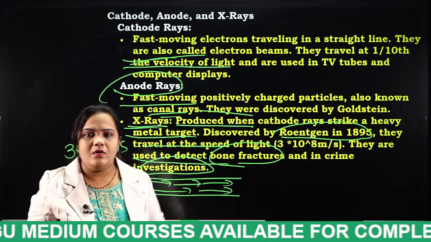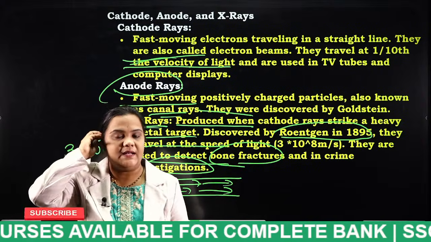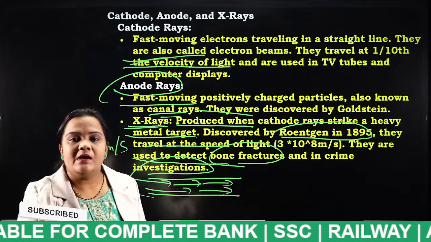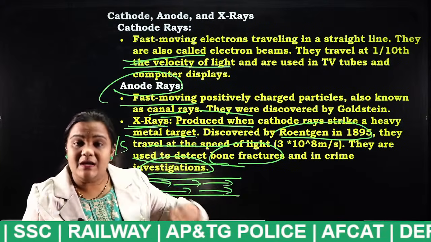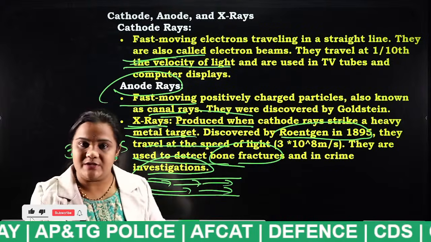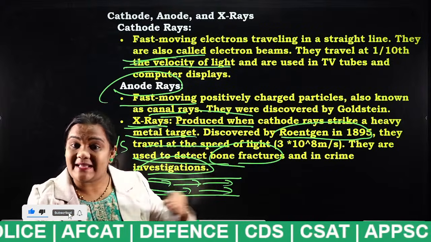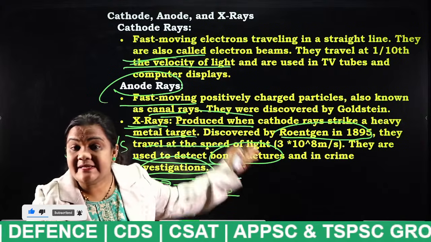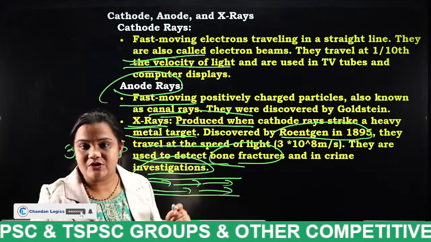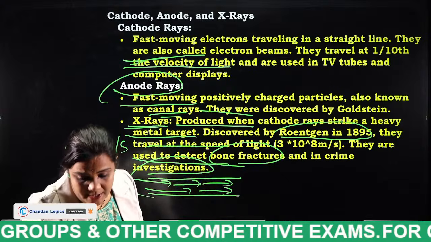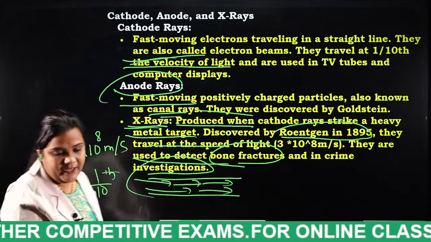We all know that when we go to the hospital or test lab, they will do an X-ray. That X-ray shows us where the bone is fractured. X-rays are emitted when cathode rays hit a very heavy metal. Know the difference, students. Very, very important.